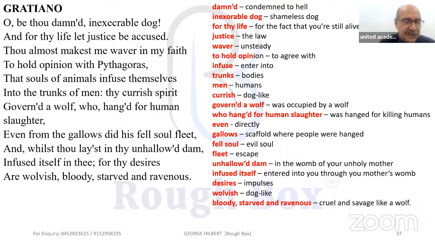But according to Pythagoras, it is not only human spirits that enter into human bodies. Even the spirit of an animal can enter into a human body. And he says, Shylock, your spirit is wolfish, dog-like, cruel, savage. He even abuses his mother by calling her unhallowed. Unhallowed means unholy. A horrible thing to say.